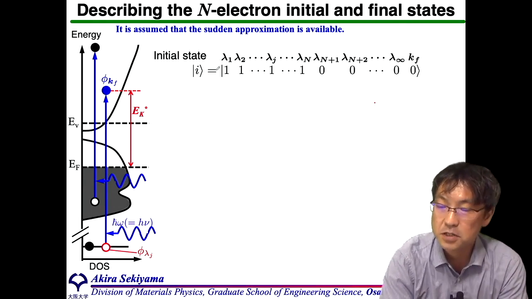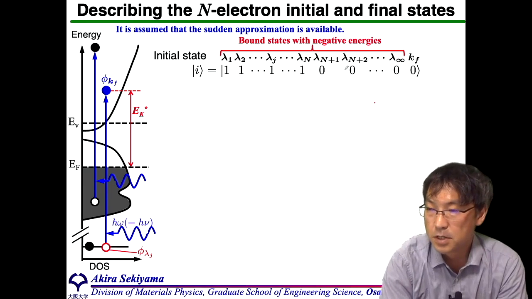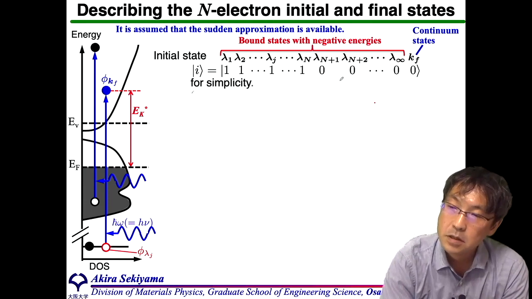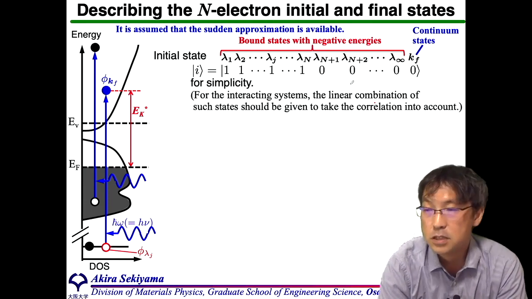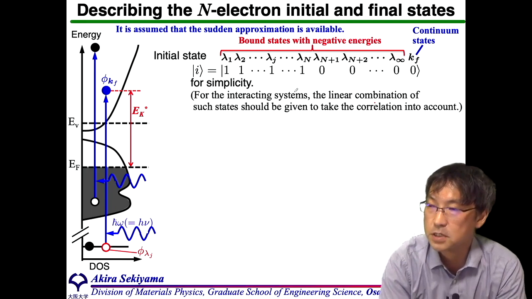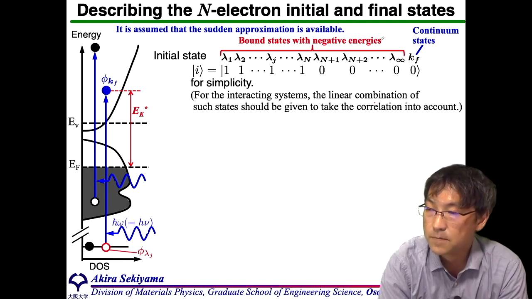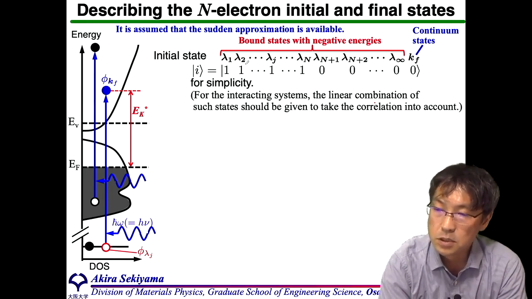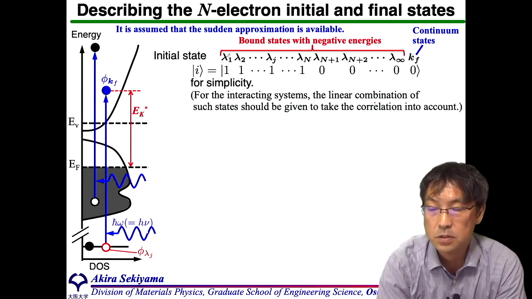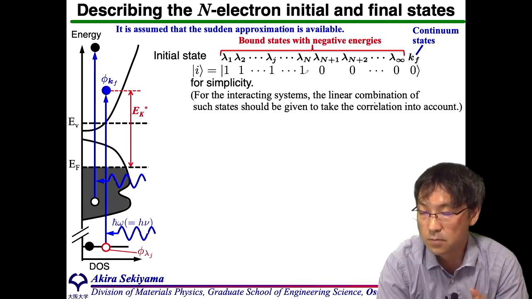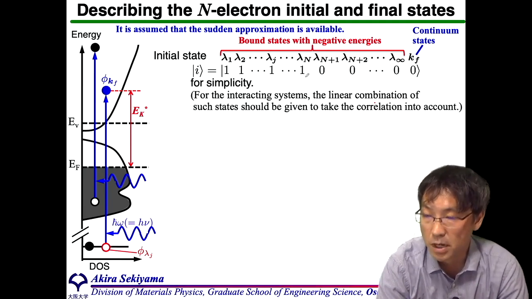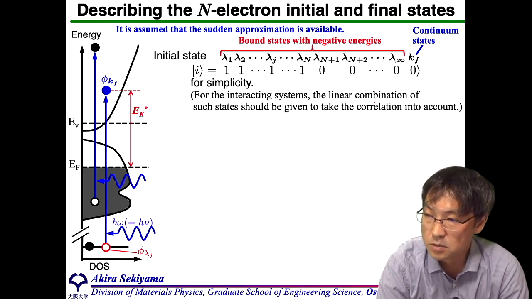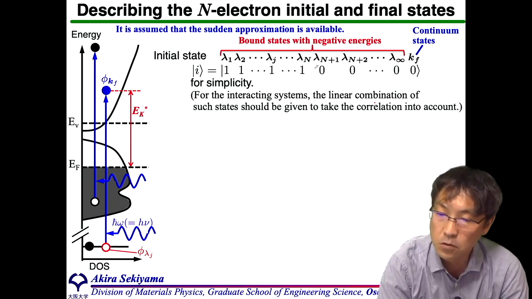Here the initial state is expressed by using this formula. This is an assumption: here we consider a single Slater determinant for simplicity. The state λ stands for the bound state for each electron. Here we consider the ground state, therefore the states λ1 to λN are occupied states, and λ(N+1), λ(N+2), up to λ∞ stand for the unoccupied states.